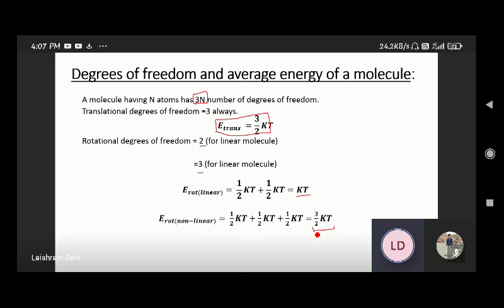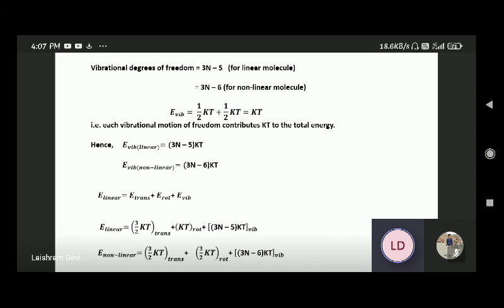तो, तीनों के contributions को sum करके we can find out the average energy of the molecule. ठीक है, so vibrational degrees of freedom will now be equal to 3n minus 5 for a linear molecule, 3n minus 6 for a non-linear molecule, ठीक है, and every single vibrational degree of freedom will contribute kT to the average kinetic energy, total average kinetic energy.